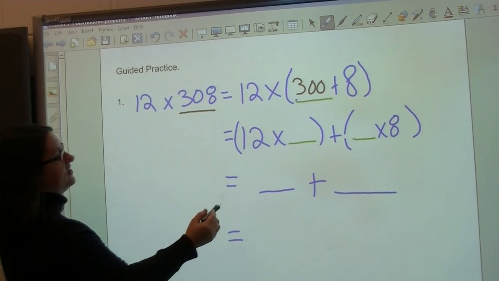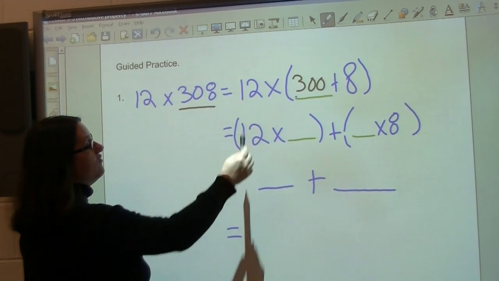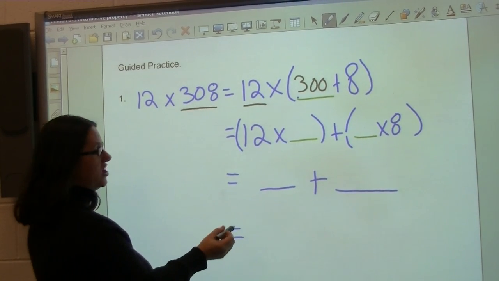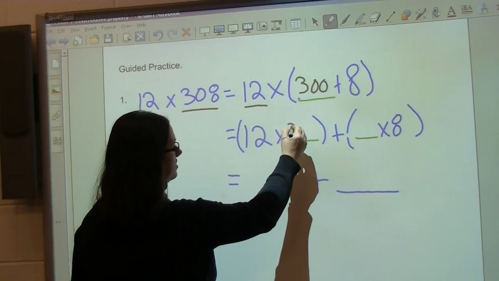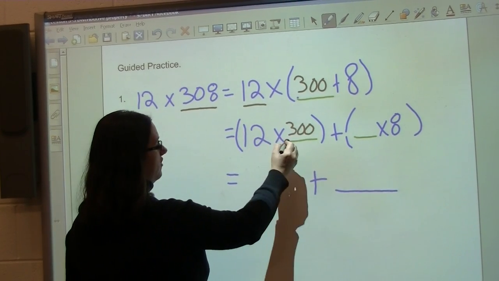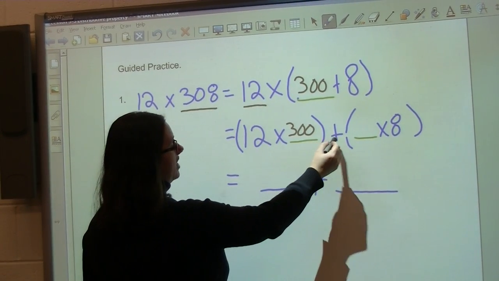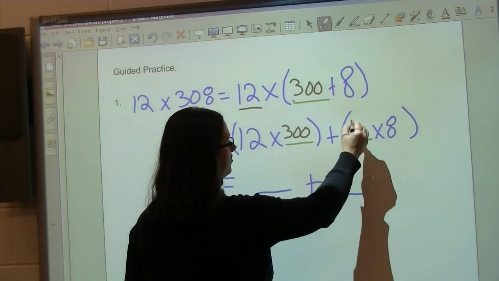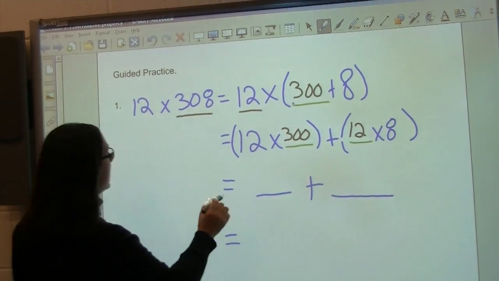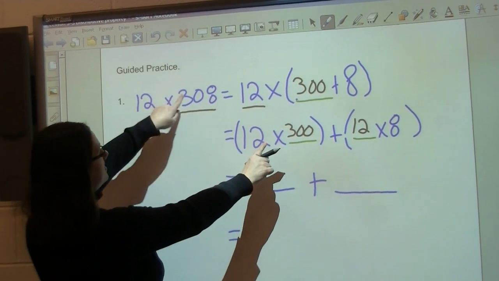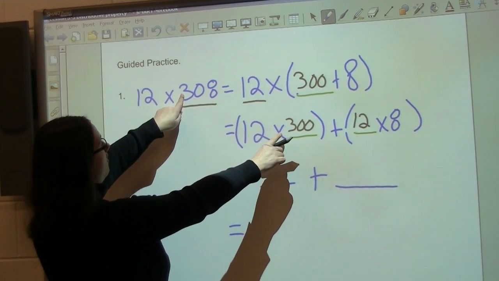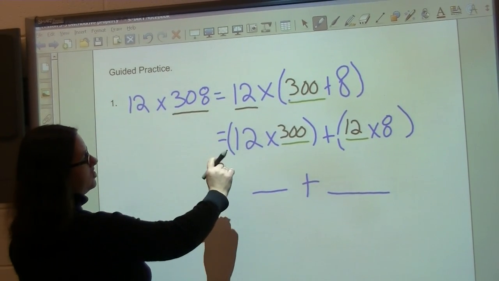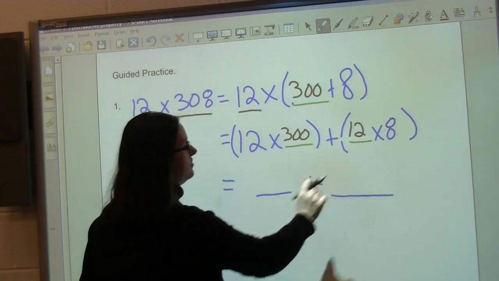Okay, so now our second step would be, now what would we need to do to solve? Our first thing we would do here is take 12 times what number here? 300. Good. That's what's going to move right down into this spot. So now we have 12 times 300 plus, now what's going to go here? What's our first number up here? 12. So 12 gets repeated times 8. So again, now we're taking this 12, multiplying it by the first value of 3 here, that digit, it's 300, plus 12, and the value of the 8, plus 12 times 8.